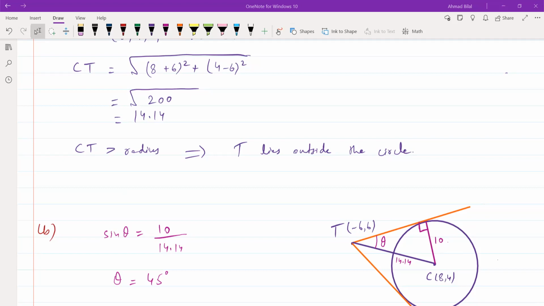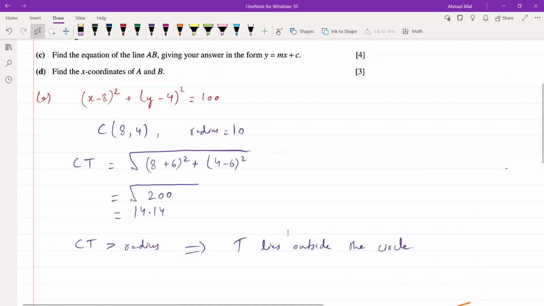Okay. So that's quite straightforward, once you understand what the situation looks like, and you can just draw a rough diagram for that. And that will help you think. We know that radius and tangent are perpendicular to each other. So we can just find that angle like that.